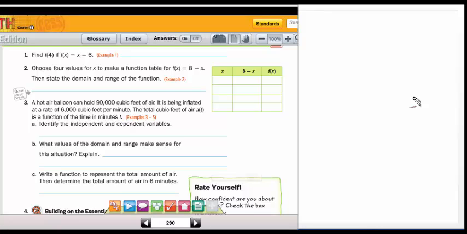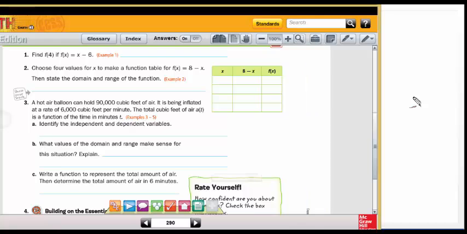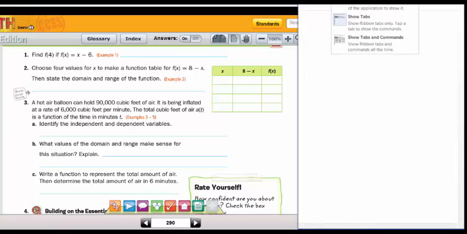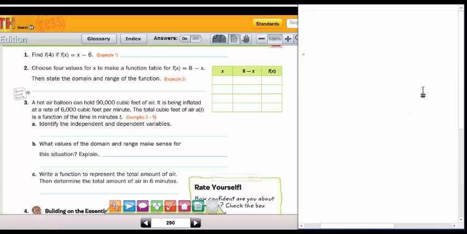Problem number 3, a hot air balloon can hold 9,000 cubic feet of air. It is being inflated at a rate of 6,000 cubic feet per minute. The total cubic feet of air, A of t, is a function of the time in minutes. So in other words, we can make an equation here. It said the total cubic feet, A of t. Hopefully you recognize that as an output. So our output, A of t, is a function of the time in minutes, and we're filling at 6,000 feet per minute. That's easy to see as a unit rate or a slope, and we multiply that by our input of t.